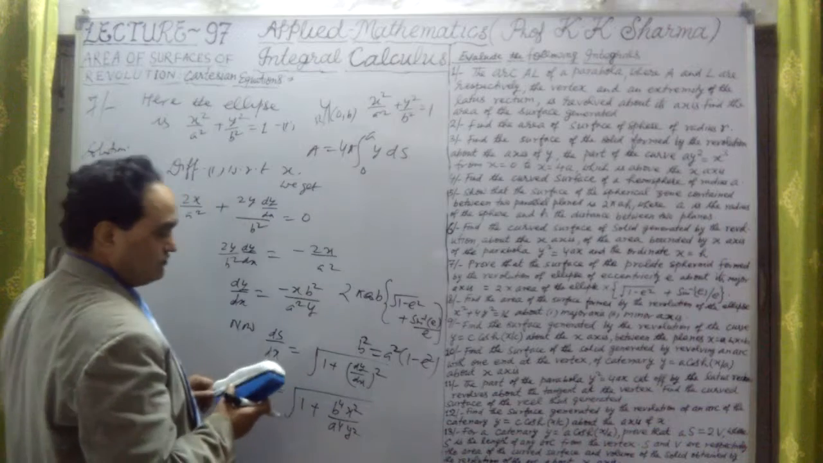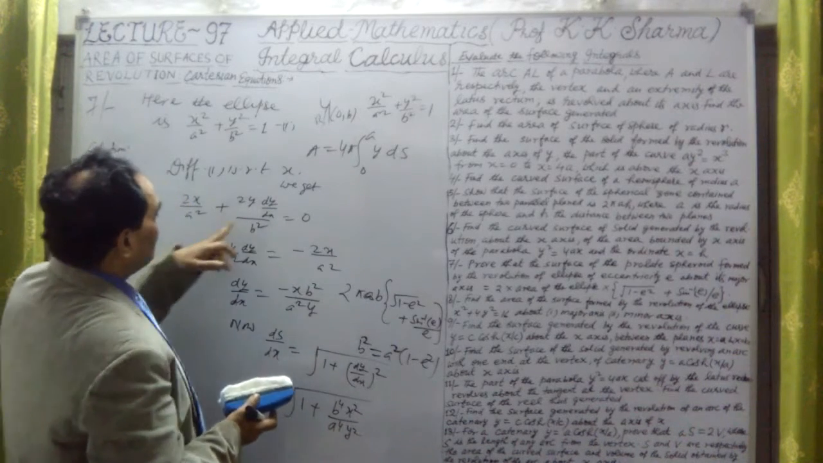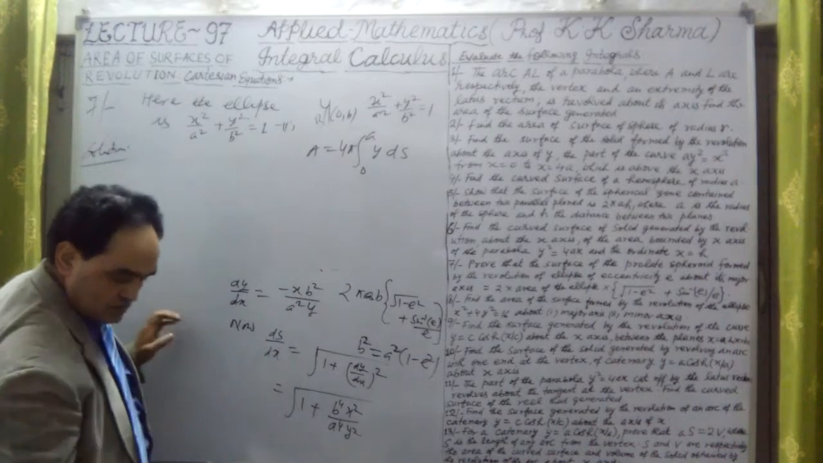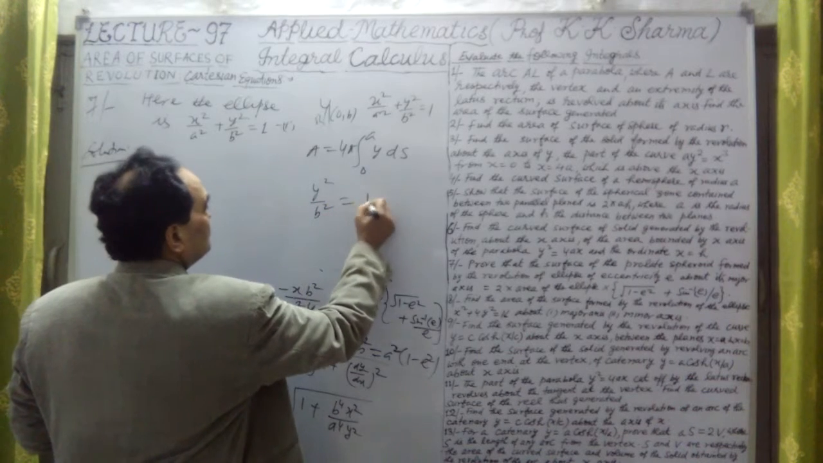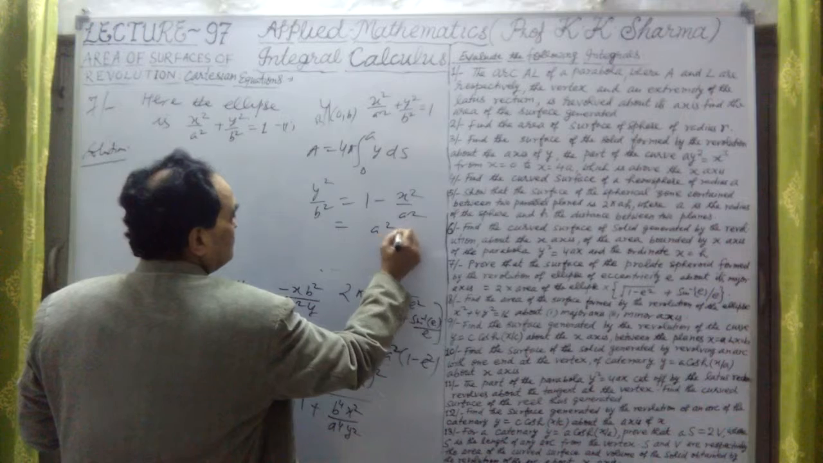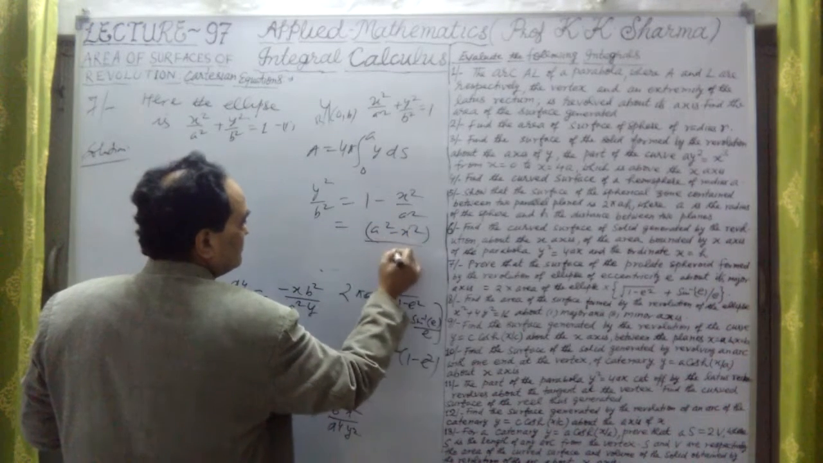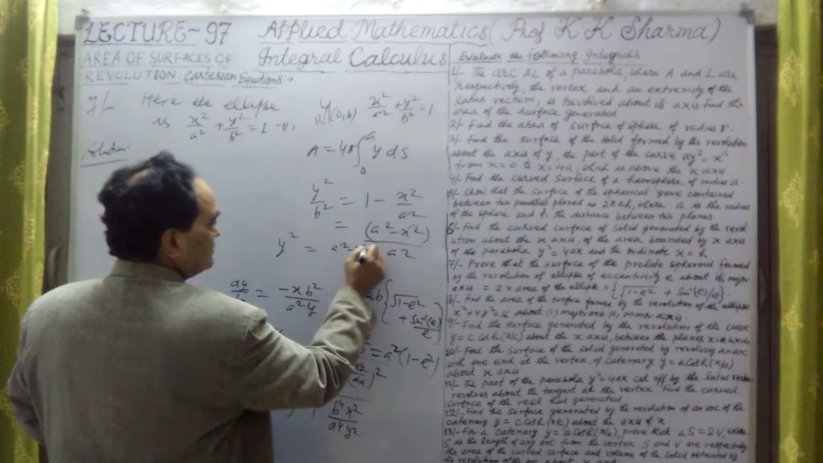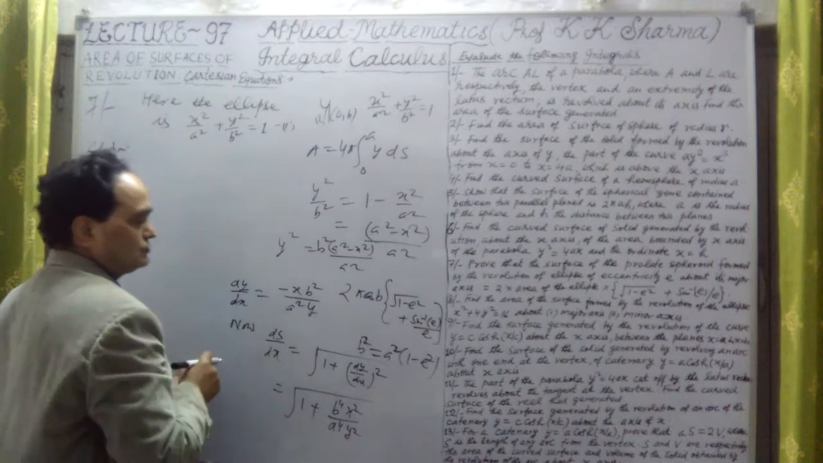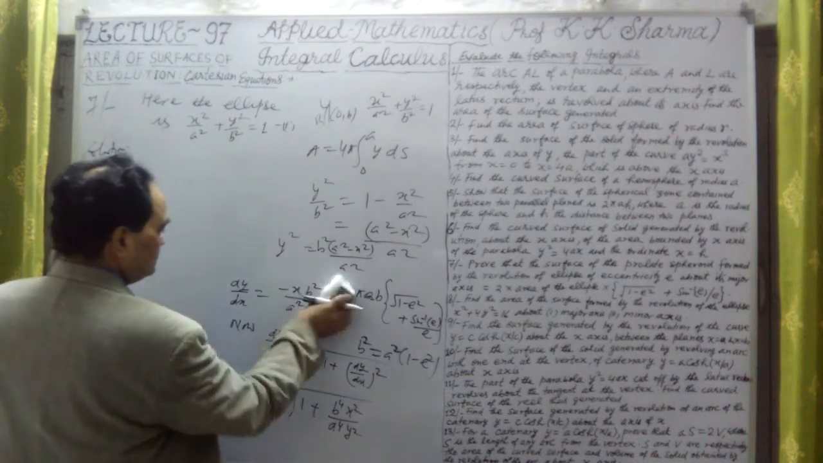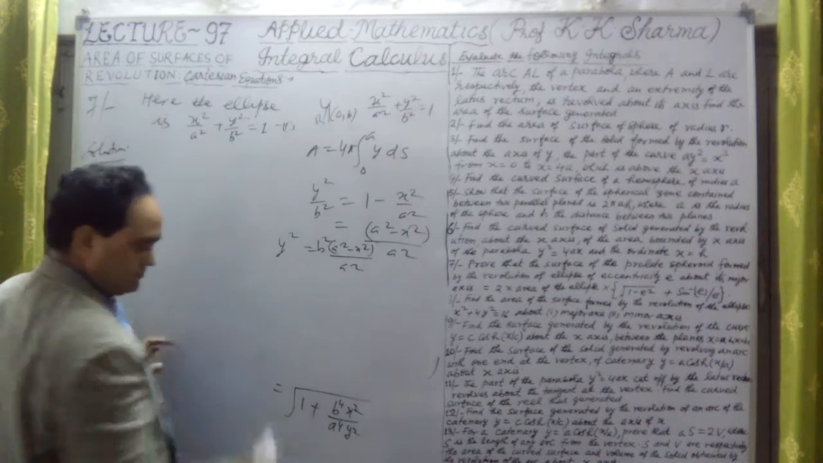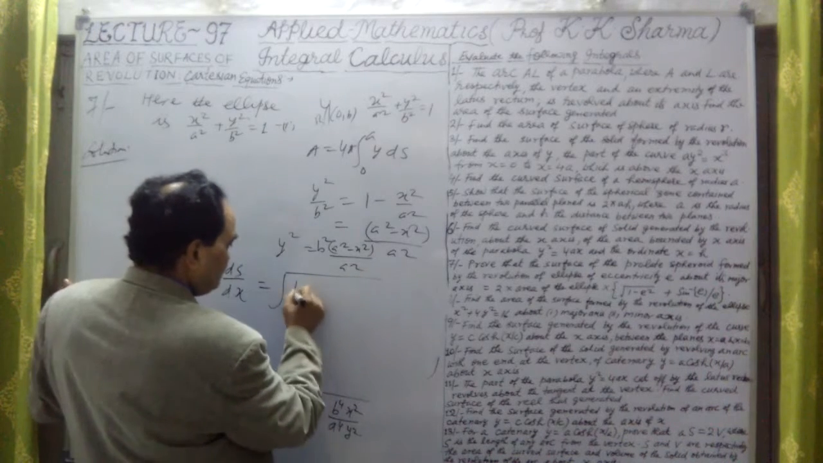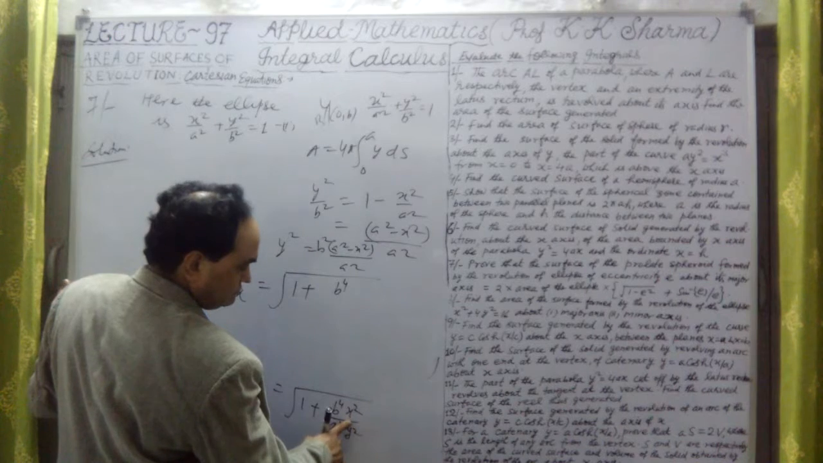Now if I substitute the value of y here, from the ellipse equation y square upon b square equals 1 minus x square upon a square, or a square minus x square upon a square. That means y square is equal to a square minus x square upon a square into b square upon a square. So we have to substitute this. ds upon dx, which we are calculating, is under root 1 plus b to the power 4 into x square.